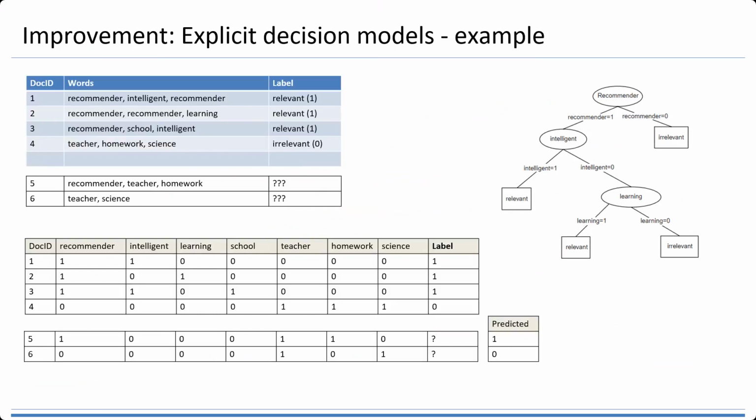So for example, I have 4 documents. Document 1 has the words intelligent recommender. This is a relevant document. Document 2 has the words recommender and learning. This is relevant. Document 3 includes recommender, school and intelligent. This is relevant. Document 4 includes the words teacher, homework and science. It is irrelevant.